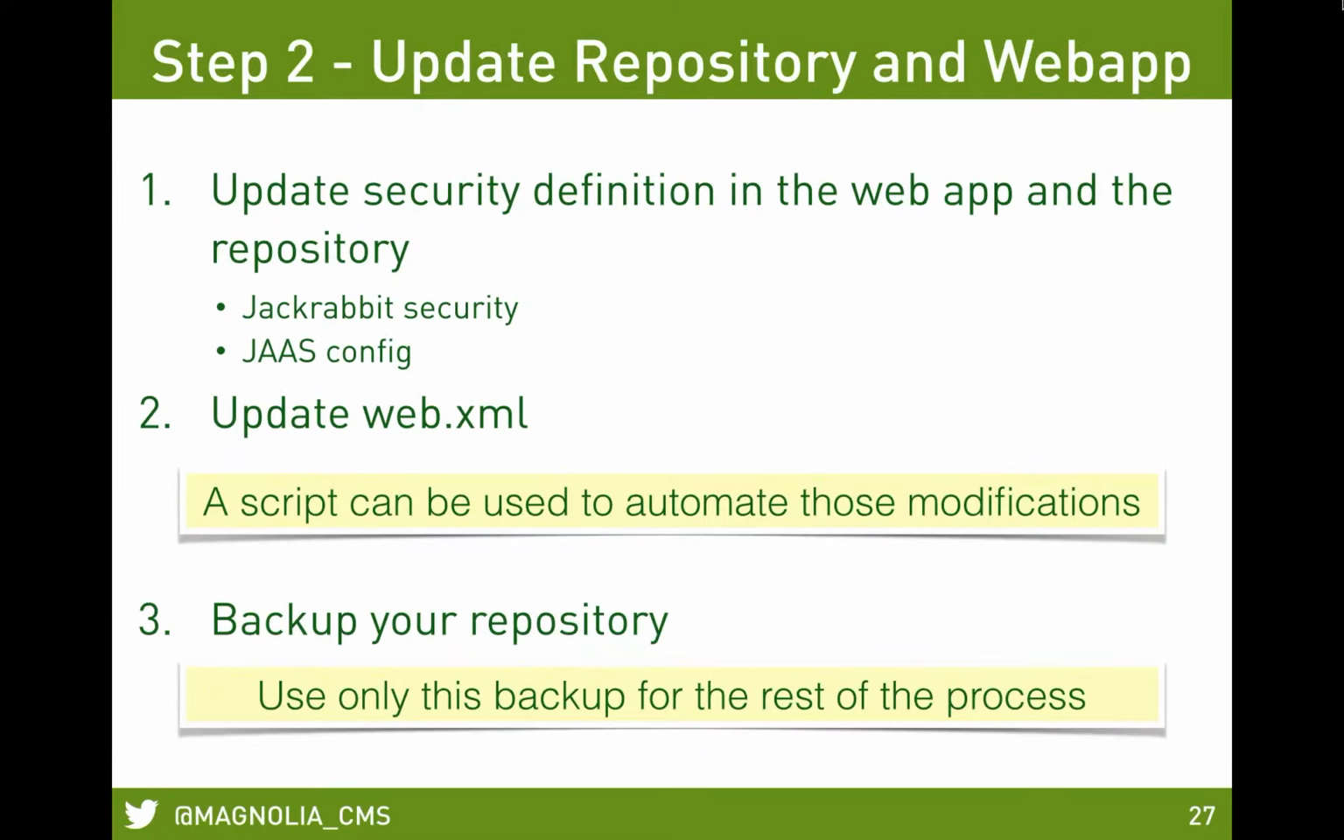Once it's done, you will have to update the security definition in the webapp, so the Jackrabbit and JAAS configuration, and also update the web.xml file. We provide a script that you can use to automate this phase. This is clearly useful if you have several instances in production. It's better to use a script and fully automate these changes.